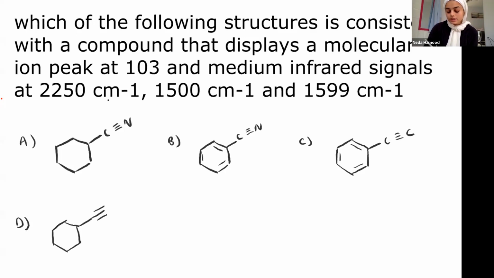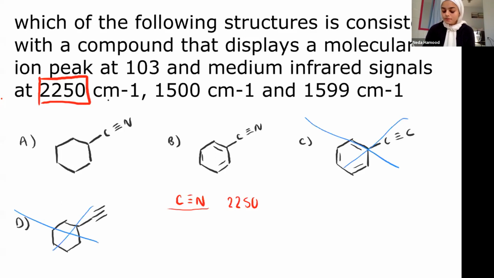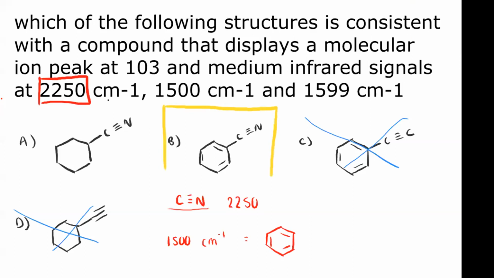Cyclohexane with a C triple bond C. So breaking down our peaks, we have a C triple bond N peak at 2250. Okay, so we have 2250. That means that it's going to be C triple bond N for sure. So it's not C and it's not D. And then our next peak is a 1500 cm^-1, and that's going to be a benzene ring, like we saw previously. So that means that our answer here is going to be B.